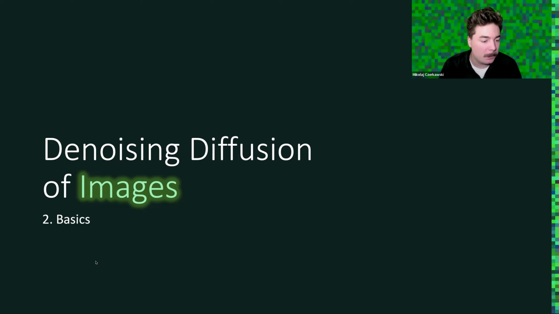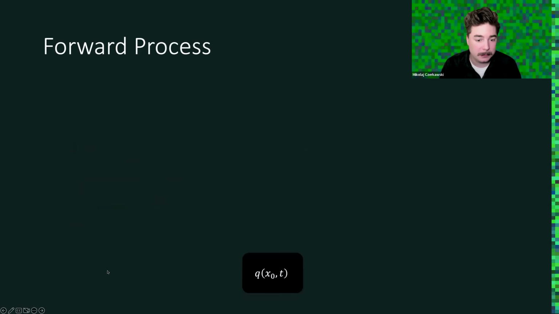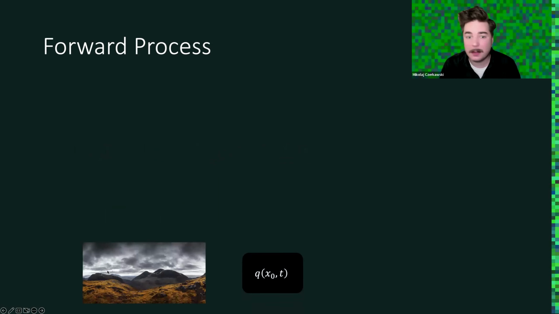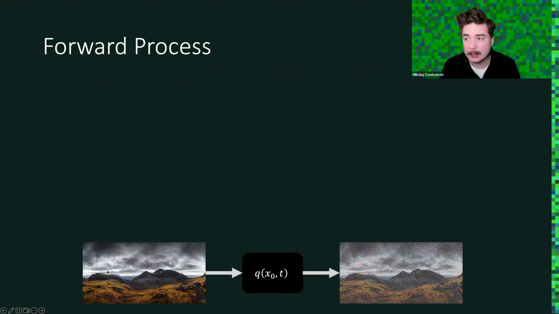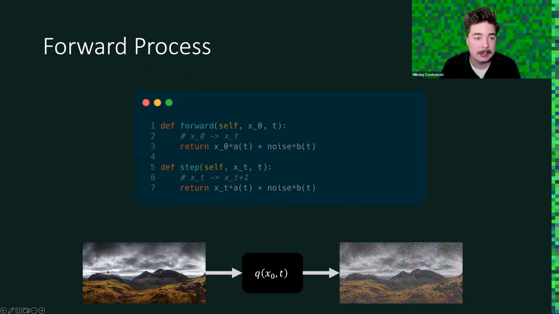Okay, so the forward process is basically an operation that allows us to generate a noisier sample. So when we go in the direction of destroying information, in most cases, we will want to start with a clean sample and generate a sample at a given t of the diffusion process. And that can be implemented basically as a linear interpolation between the two, following the equations from the previous episode.